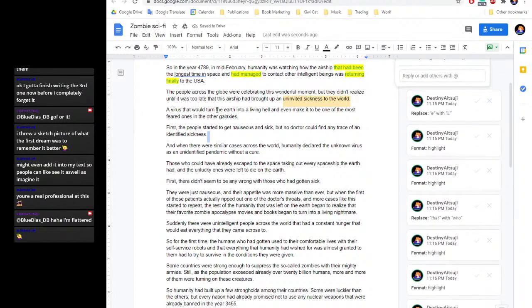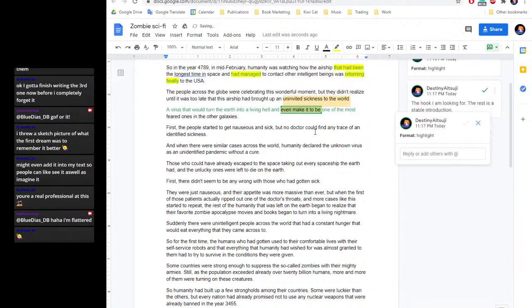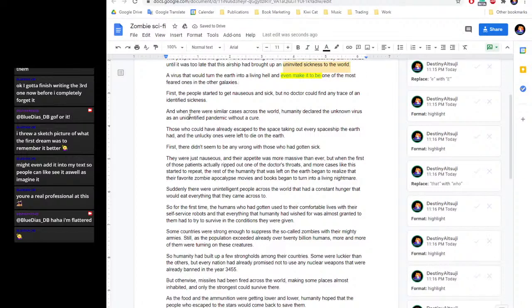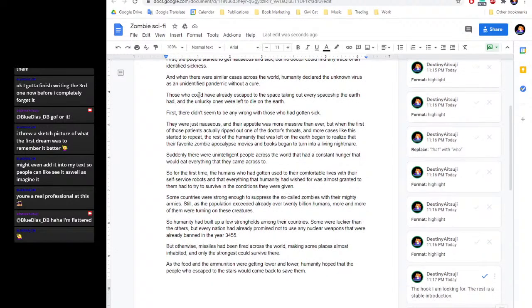Okay, good. So a virus that would turn the earth into a living hell and even make it one of the most feared ones in the other galaxies. Okay, first the people start getting nauseous and sick, and no doctor could find any trace of an identified sickness, and when similar cases appeared around the world, humanity... Okay, sounds like COVID, but without the cure. Okay, COVID has a cure. Now it didn't have it, but okay. Anyways, so those who could had already escaped to space and the lucky ones were left to die on Earth.